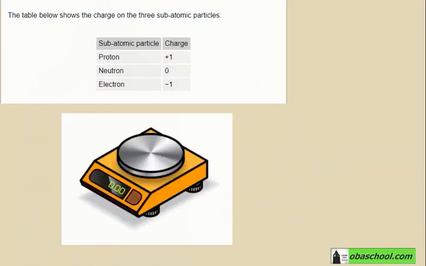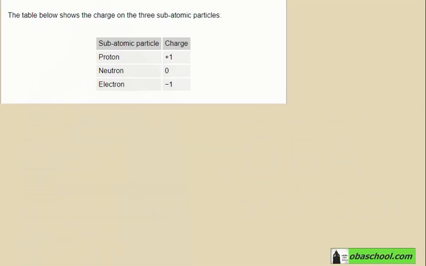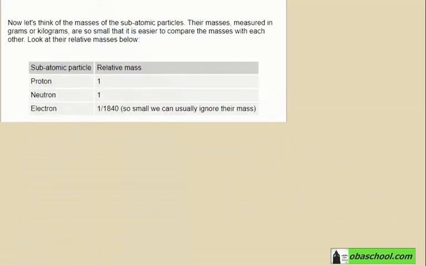Let's think of the masses of subatomic particles. The masses are so small, so it's easier to compare the masses with each other. This table right here shows the masses of each of the subatomic particles. The mass of a proton is 1, that of a neutron is 1 as well, and the mass of the electron is 1 over 1840, which is so small we can usually ignore this mass.